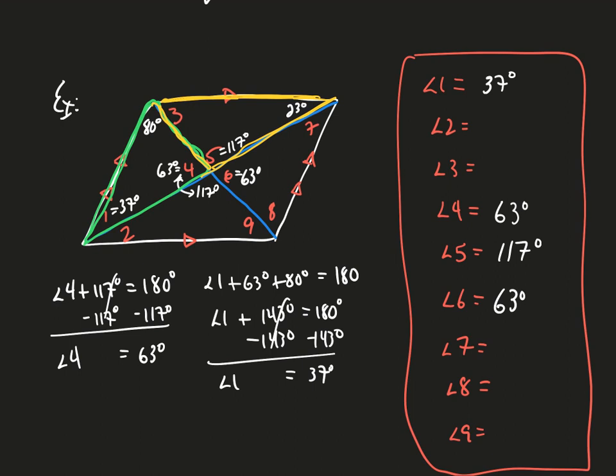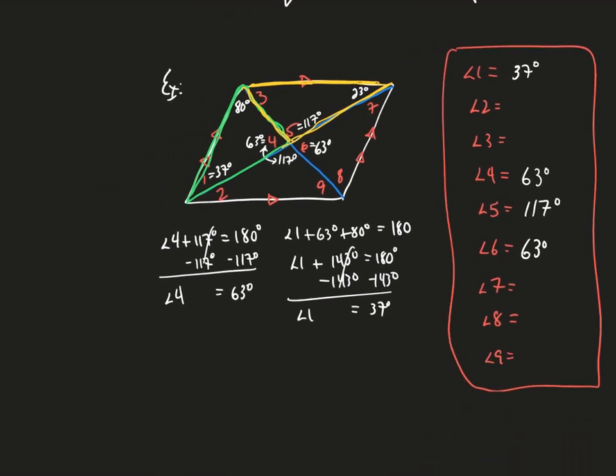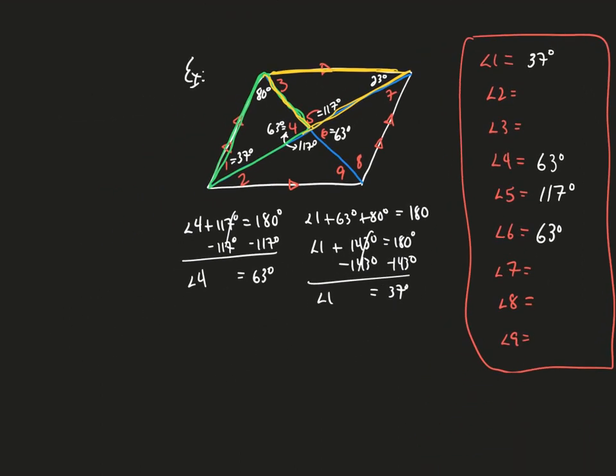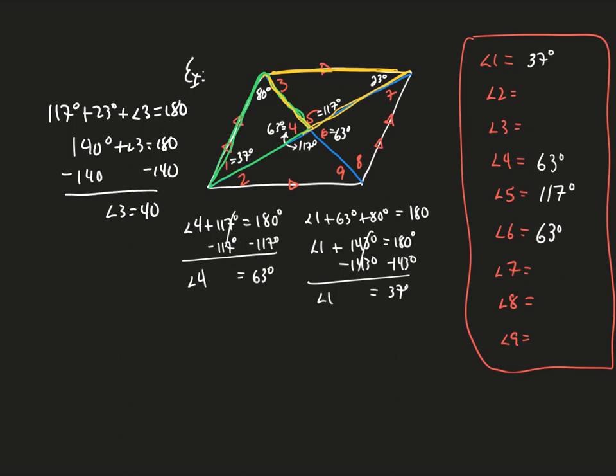So let me just shrink this up slightly because I'm going to need some more room to work. In the yellow triangle then, we'd know that 117 plus 23 plus number 3 add up to 180. So 117 and 23 is what? 140? Yeah, 140. And then we could move 140 to the other side by subtraction. So angle 3 then has to be equal to 40.